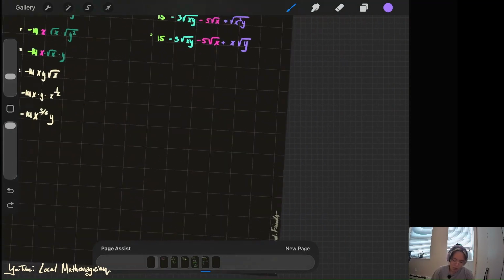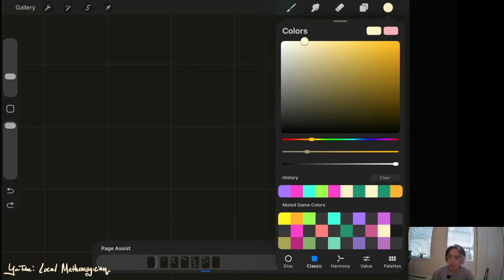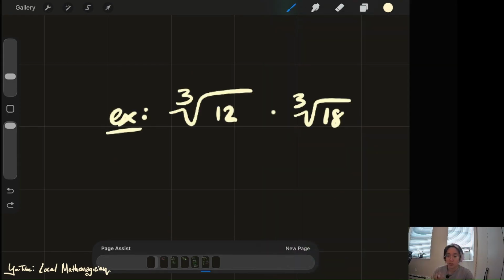One word of caution is I do recommend, once you simplify everything, to make sure there are no more like terms to be combined. That would be 3 root 12 times 3 root 18. Hear me out.